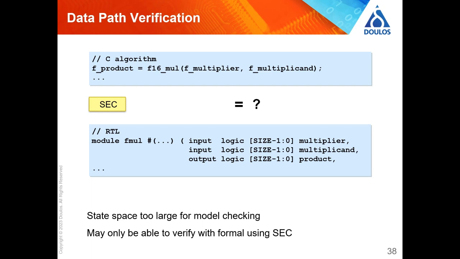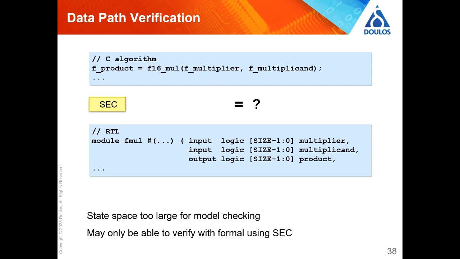This is particularly useful with data path verification where the design state space is incredibly large, much too large for simulation or even possibly for formal model checking. So using sequential equivalency checking, which can handle large state spaces due to the design abstractions and collapsing that it does as part of the algorithm, then we can verify models that would otherwise be impossible to exhaustively test.